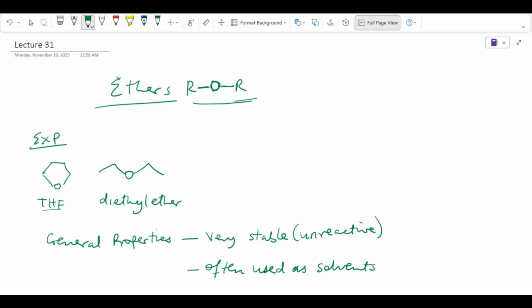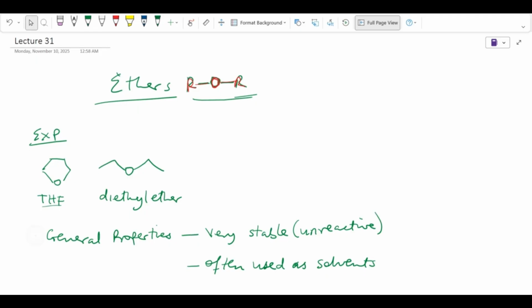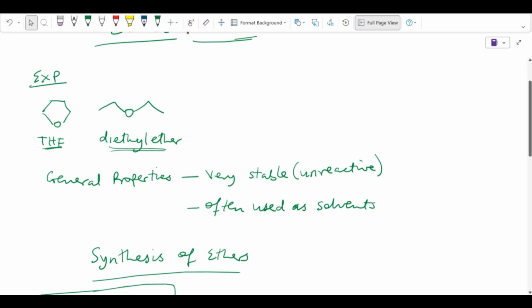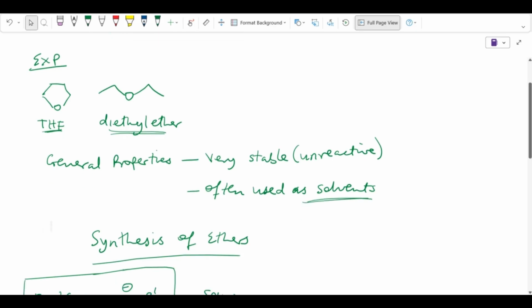Today we're going to discuss ethers and ether synthesis. Ethers are compounds with a functional group such that oxygen is attached to two alkyl groups. In other words, the oxygen connects to two alkyl groups. Examples of ethers are THF, which is the acronym for tetrahydrofuran, and diethyl ether. In terms of the general properties of ethers, these compounds are extremely stable, and as such, we generally use them as solvents to run reactions.